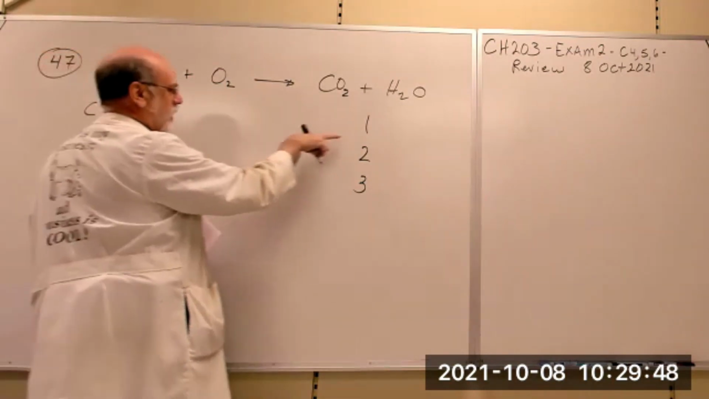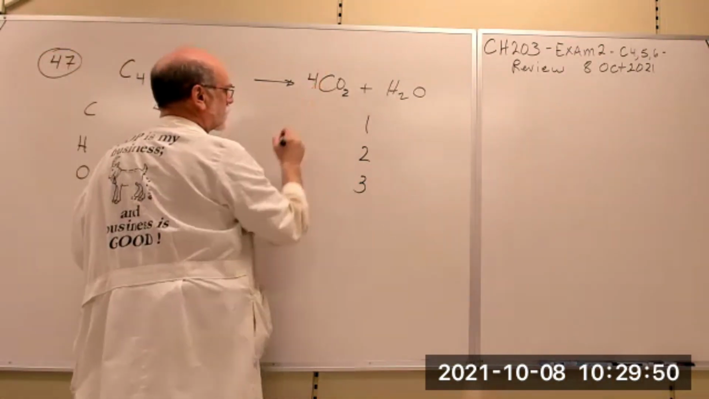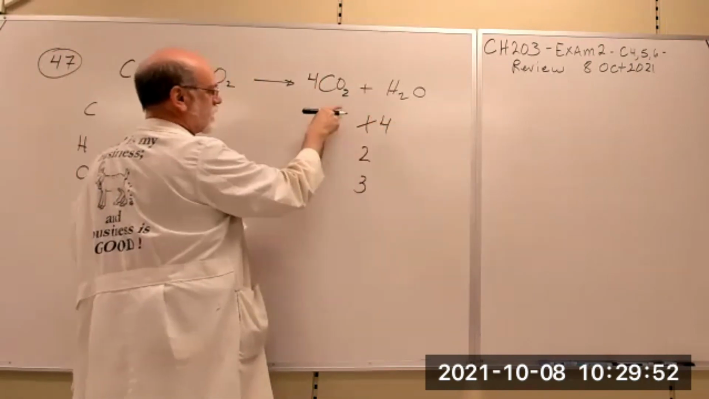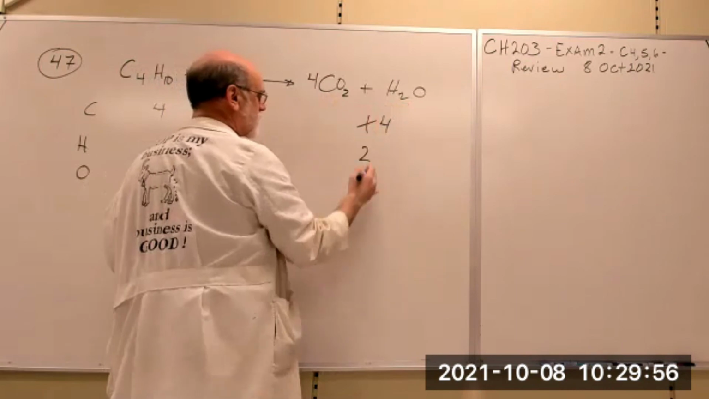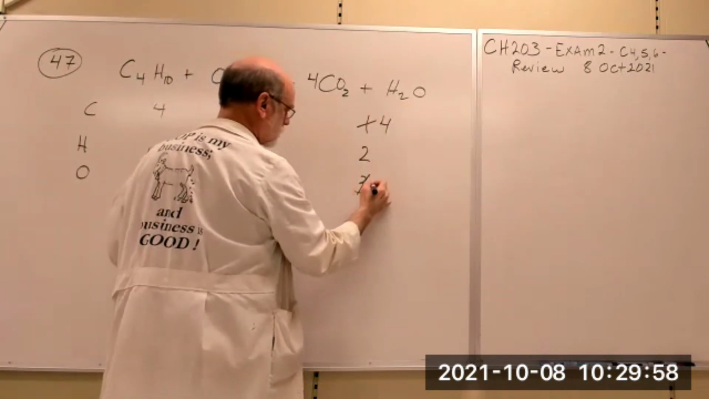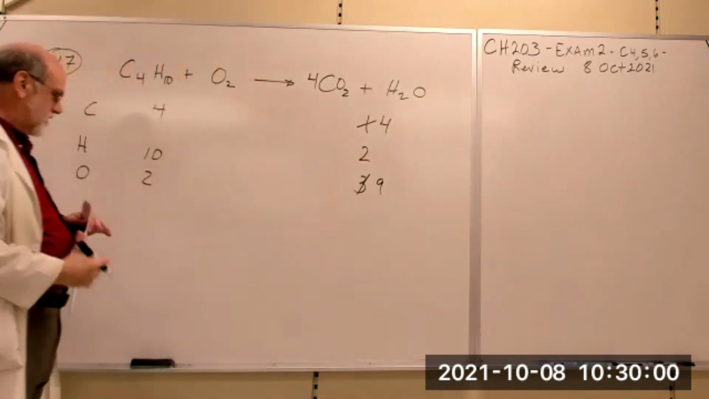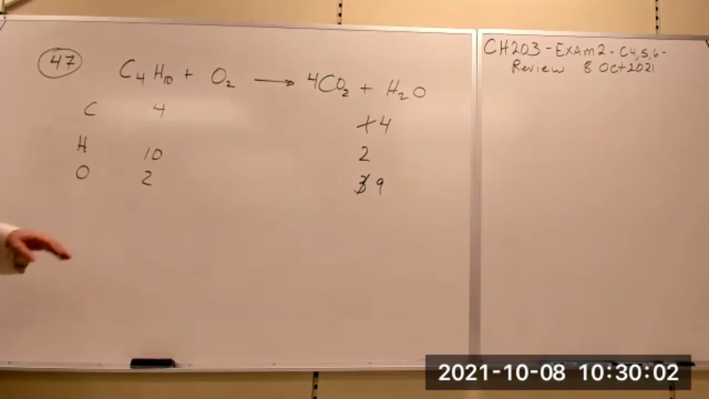So in order to have 4 carbons, we need a 4 here. But that also changes the oxygens. So that's 2 times 4 is 8, plus 1 is 9 oxygens. Okay. Went from bad to worse.